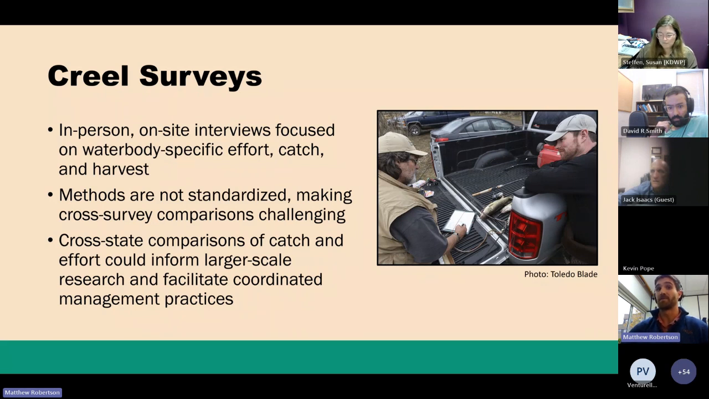However, if we were able to come up with a way of creating cross-state comparisons of catch, effort, harvest, and other things that we get from these creel surveys, we might be able to inform larger scale research and potentially facilitate coordinated management practices across larger scales than just what we see at the state level.